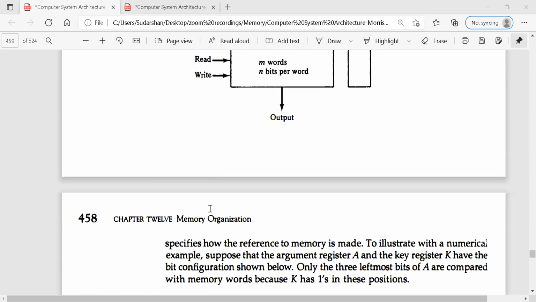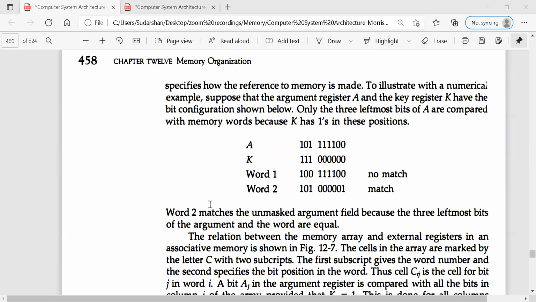Let us come to the next part. This is an example I want to illustrate. In this case, the argument register contains, assume, a 9-bit register. The 6 lower bits are there, and the topmost bits are 101. The key register contains 111, and the lower 6 bits are zeros, which means the lower 6 bits need not be compared. We have to compare only the top 3 bits. The argument register must be compared with the top 3 bits present in all the words in memory, not sequentially, but in parallel.